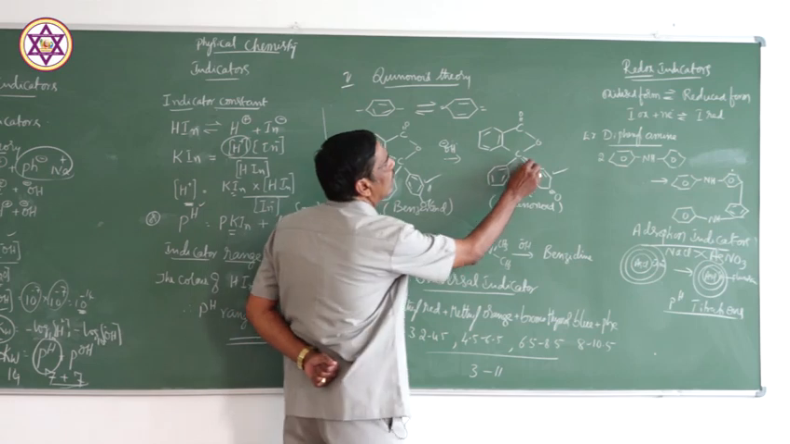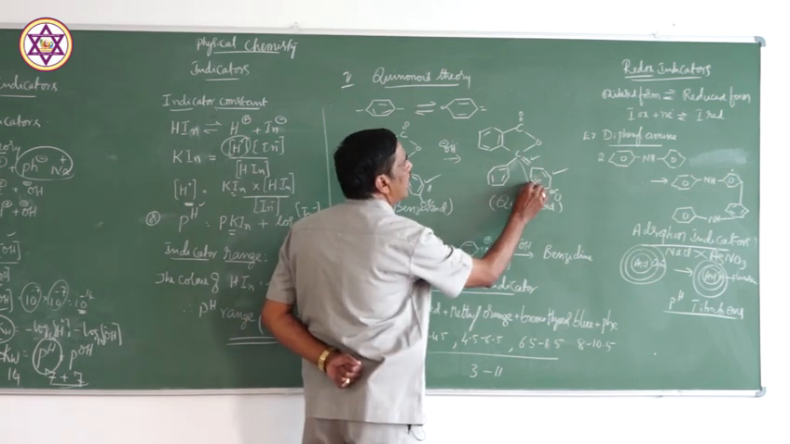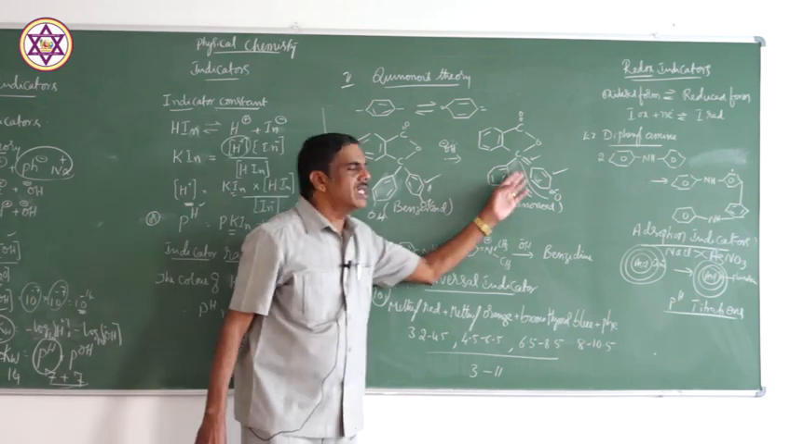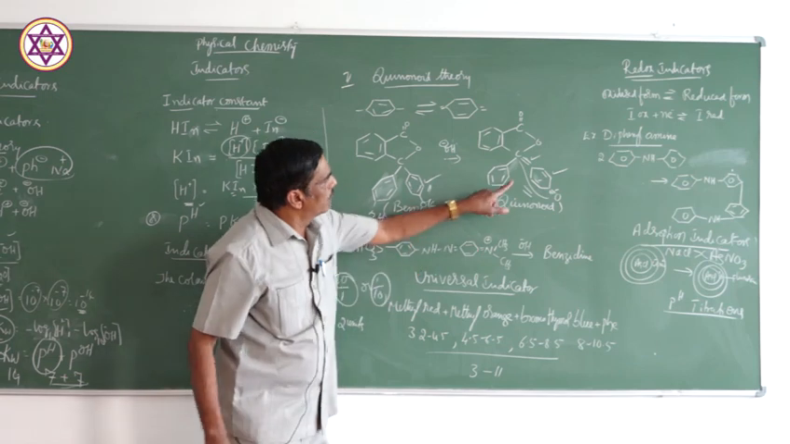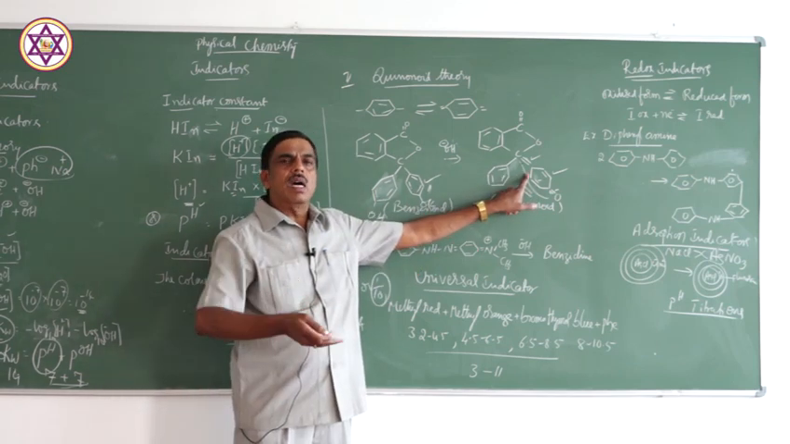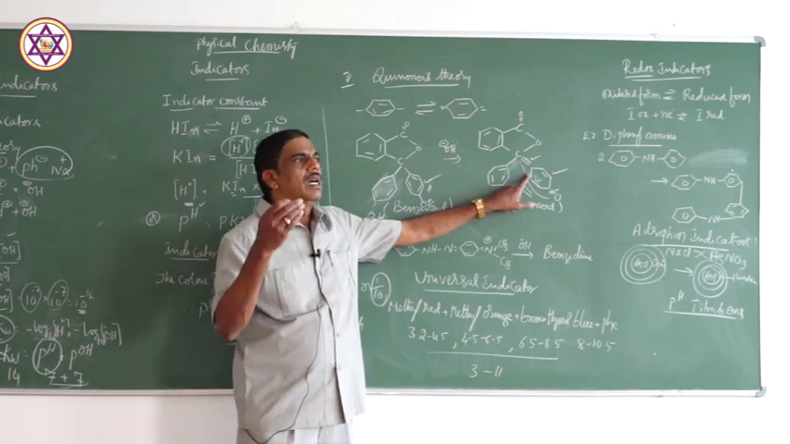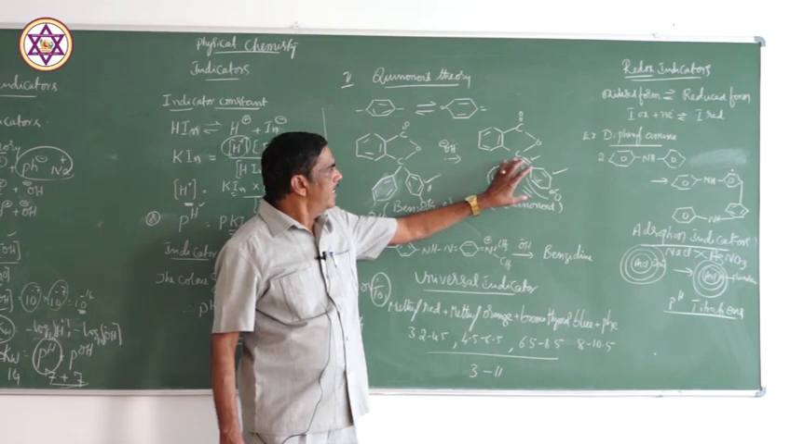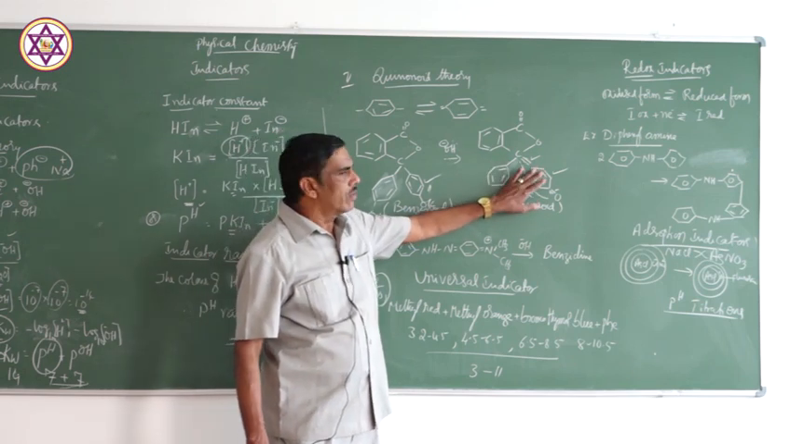Actually, here you see 1 pi bond, 2, 3. So, 3 pi bonds are conjugated to each other. When there is conjugation of pi bonds, they form a pi cloud of electrons. This pi cloud of electrons absorbs and emits radiations in the visible region. That is why they are colored. Majority of these indicators are colored because of the formation of the quinonoid form.